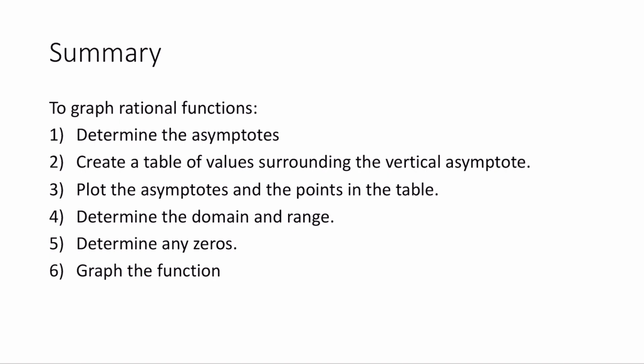Remember, to do this, you just basically have to determine the asymptotes. Remember, it's always a good idea to go back and compare to general form. F of x equals a over x minus h plus k. Remember, x equals h will be the vertical asymptote. Y equals k will be the horizontal asymptote. Then you create a table of values surrounding the vertical asymptote to find some more points to fill in on your graph. Then plot the asymptotes and the points in the table.